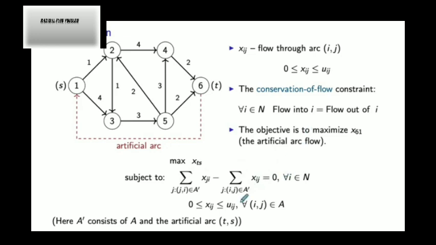And finally, we have bound constraints, or capacity constraints, for every variable except for the variable of our artificial arc. So this is the summary of our LP model of the maximum flow problem.